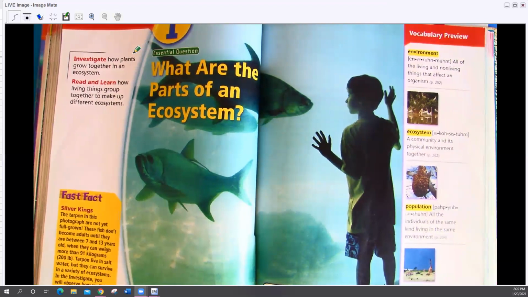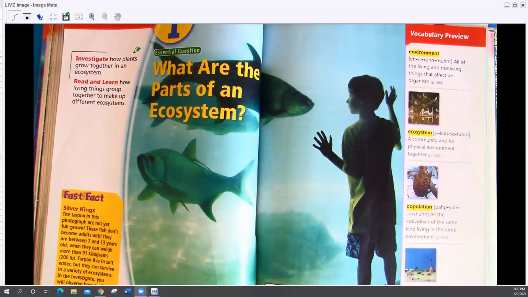Excuse me. So, a fast fact over here in the yellow, it says that the tarpon in this photograph are not yet full grown. These fish don't become adults until they are between 7 and 13 years old, when they can weigh more than 91 kilograms or 200 pounds. Tarpon live in salt water, but they can survive in a variety of ecosystems. In the investigate, you will observe how sunlight affects plants in another ecosystem. So again, we're going to skip that for now.